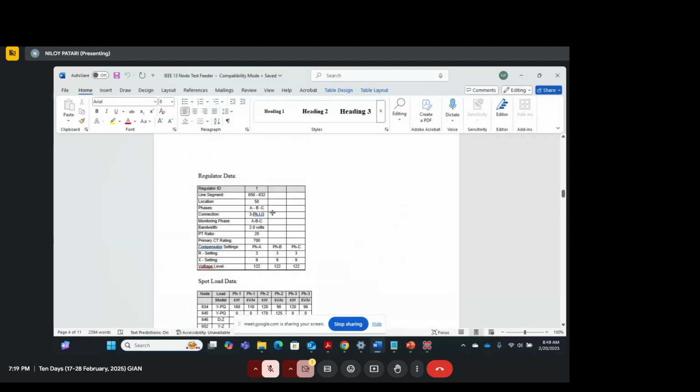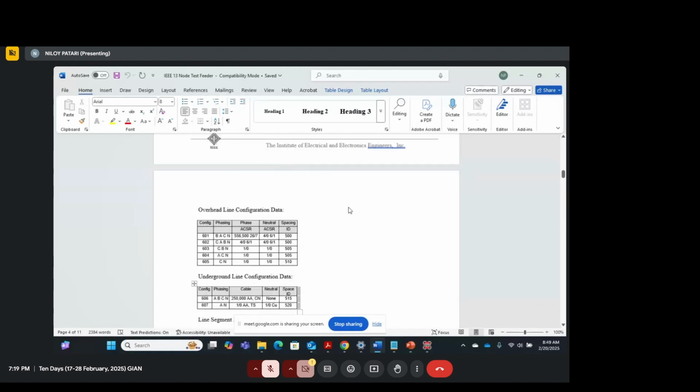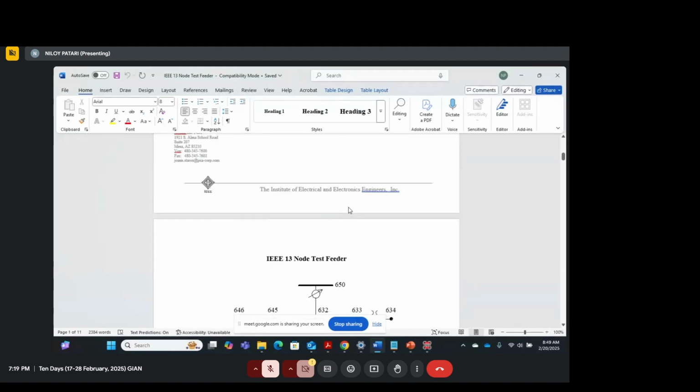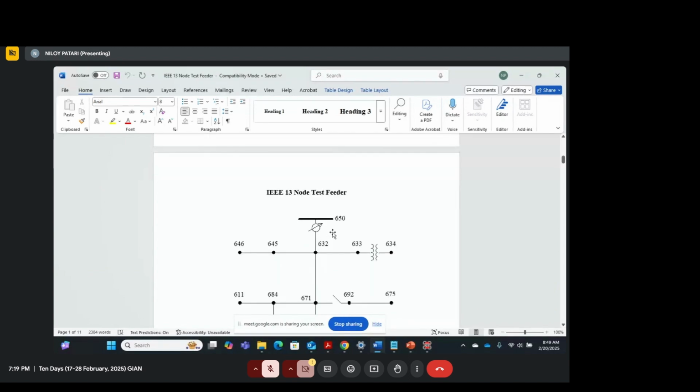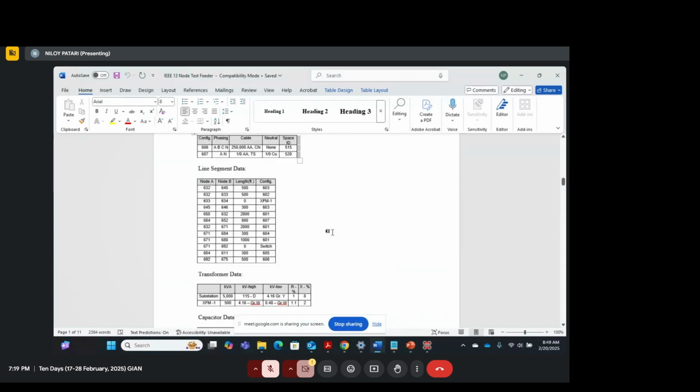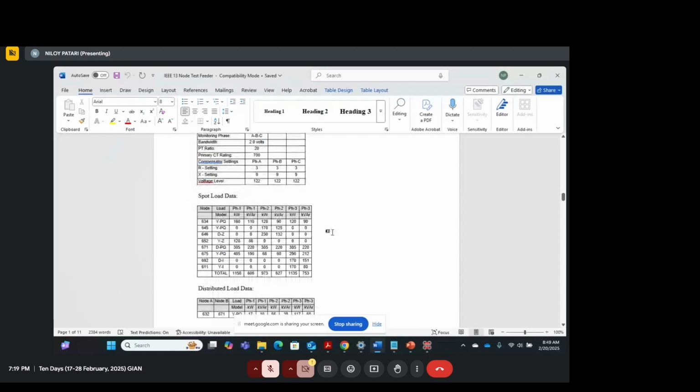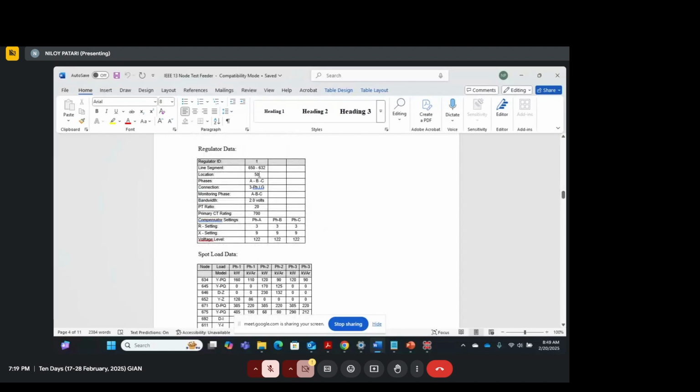Then you have regulator data, right? Regulator data connects 650 and 632. 650 and 632 are here, right at the top. So there is this regulator that I was talking about, and this regulator boosts up the voltage. It also shows the phases, connection, bandwidth, PT ratio, compensator settings, ABC, R and X.